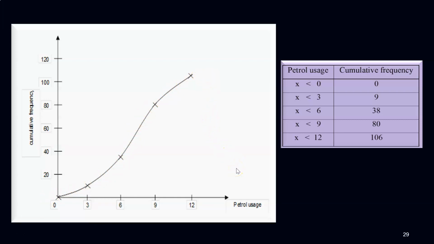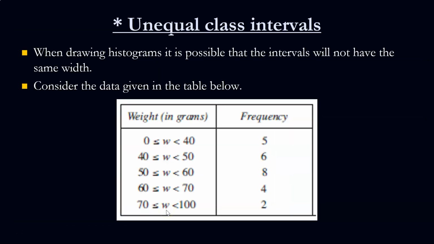So remember, the only difference between ogive and histogram is the y-axis over here. Kalau histogram, you only use frequency. But for ogive, you use cumulative frequency. Okay. Yang bawah ni sama, dia just guna upper boundaries.